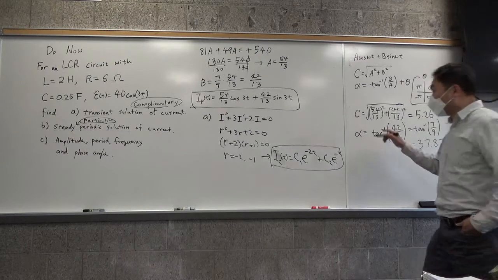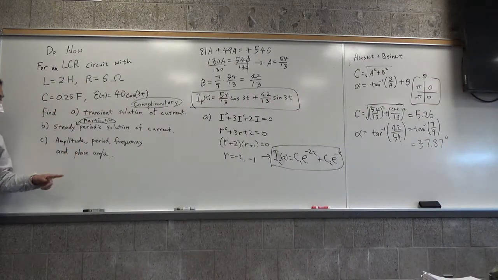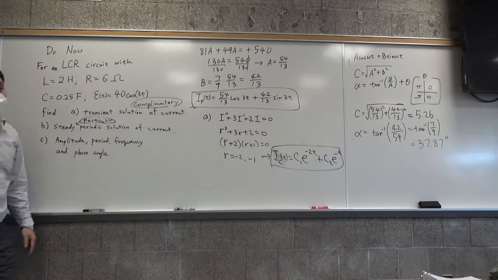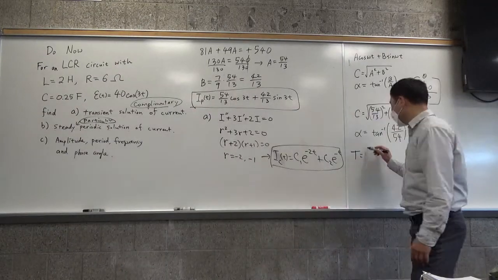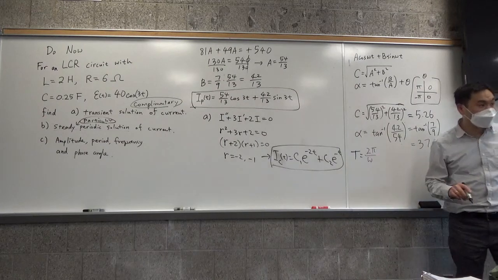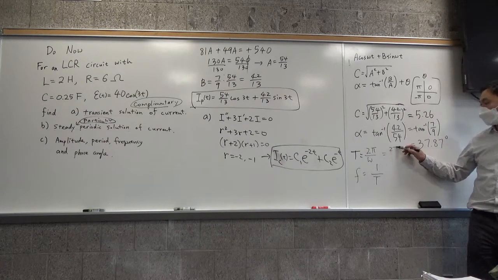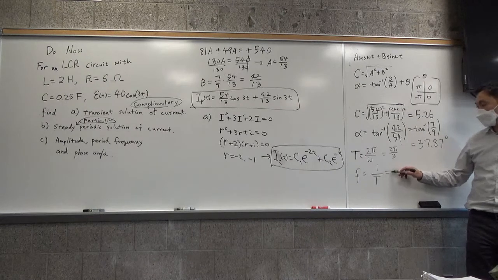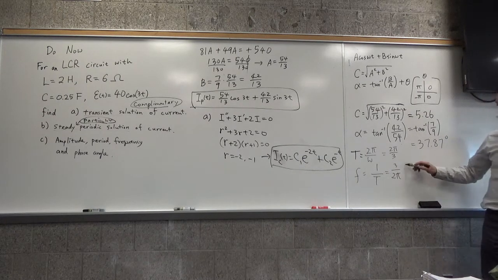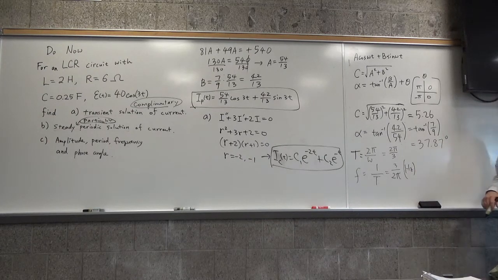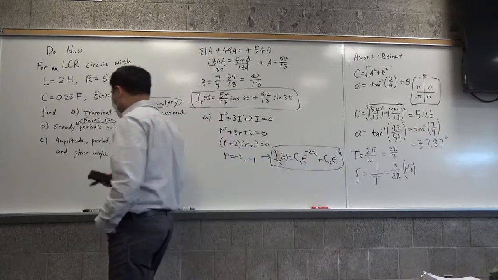So we already have the amplitude, which is C, and also the phase angle, which is 37.87 degrees. How about the period? What's the formula for period? T is 2 pi over omega. And to get the frequency, you'll be doing 1 over T, right? So it'll be 2 pi over 3, that's your period, and frequency would be 3 over 2 pi. Frequency is measured in hertz. So these are the amplitude, phase angle, period, and frequency. And because it didn't ask you to write the answer in any form, that's the answer.